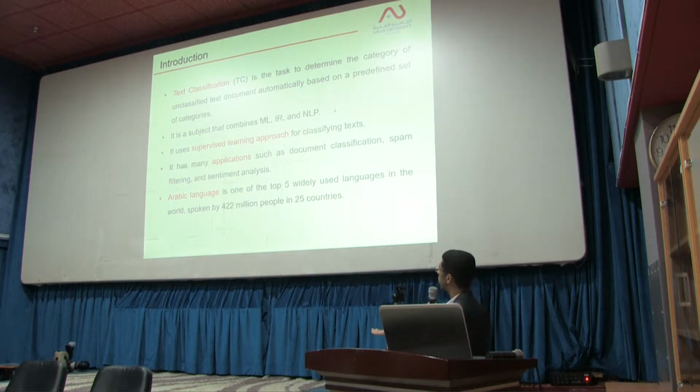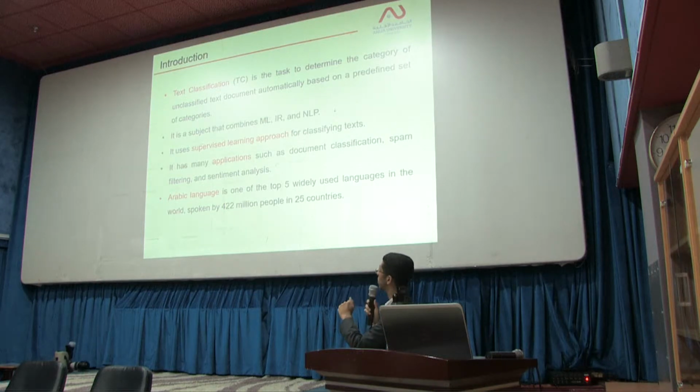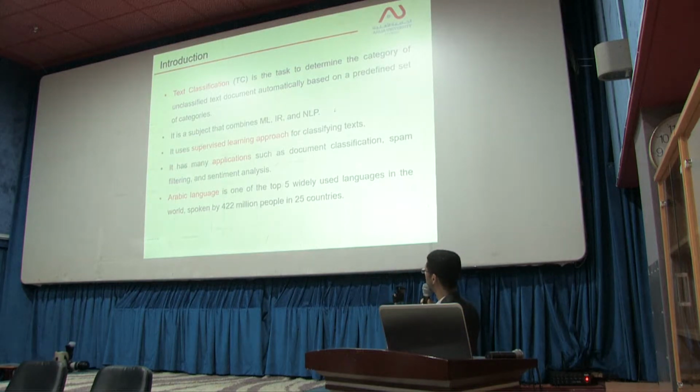The method that will be used, artificial neural networks, is a supervised learning approach for classifying text. What I mean is that text classification is a supervised learning approach. Text classification has many applications, like document classification, spam filtering, and sentiment analysis.